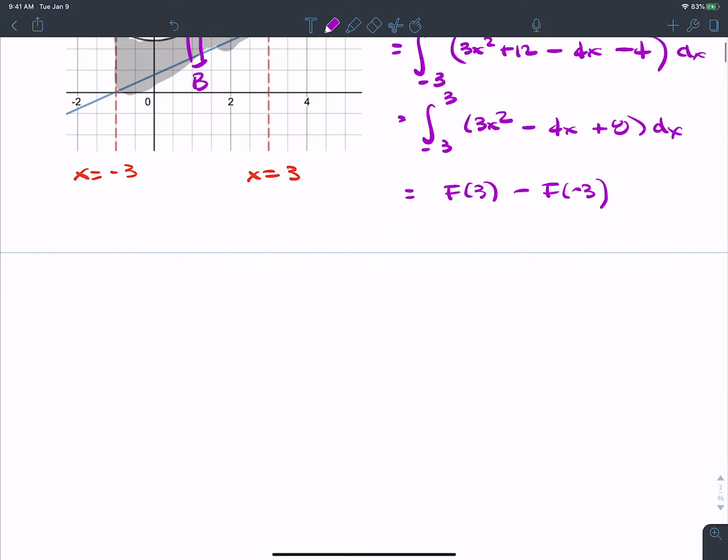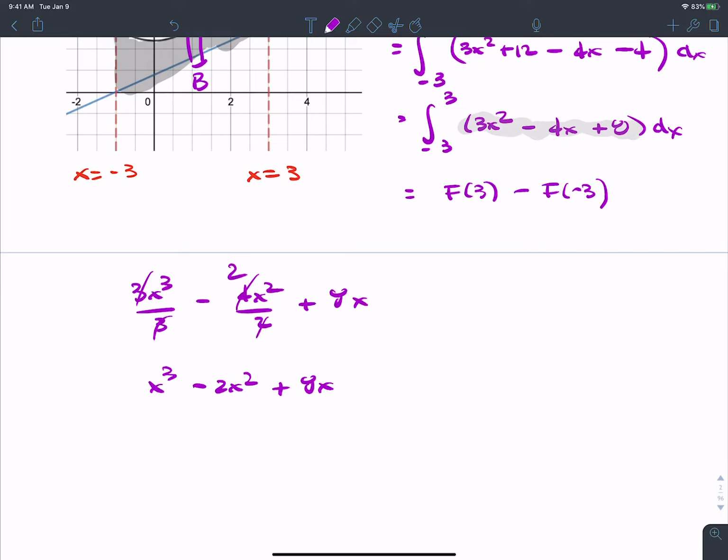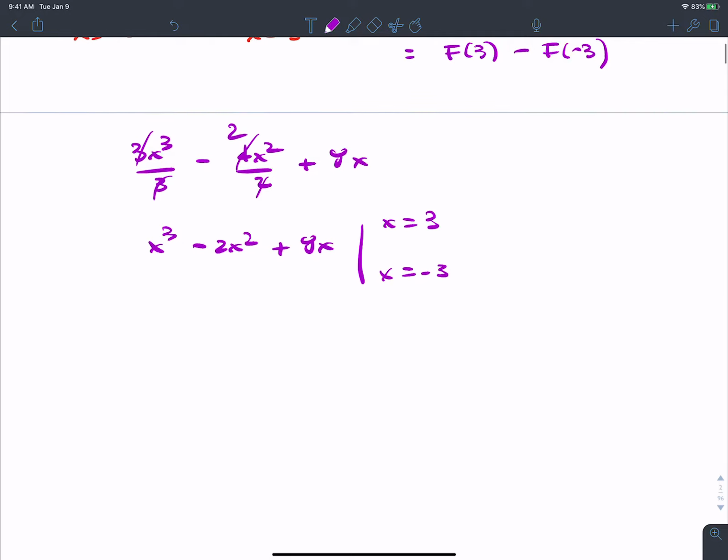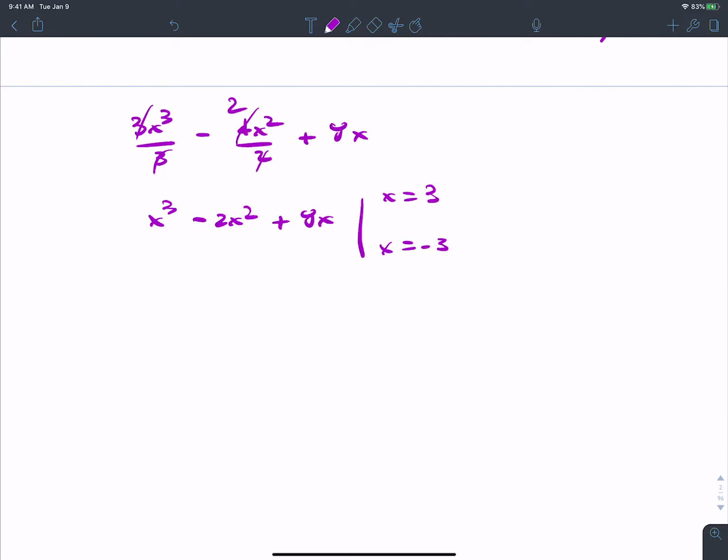Okay, so here we go. So let's find the antiderivative here. And here's what we get: 3x cubed over 3 minus 4x squared over 2 plus that 8x, right? And this is going to be, if we simplify, x cubed minus 2x squared plus 8x. And we evaluate that from x is -3 to x is +3. Okay? So here's the antiderivative function.